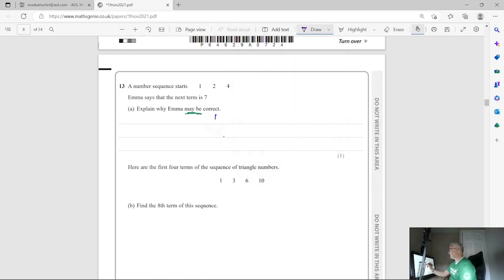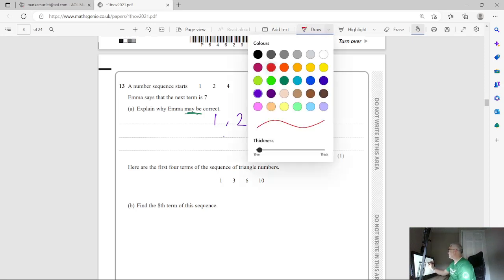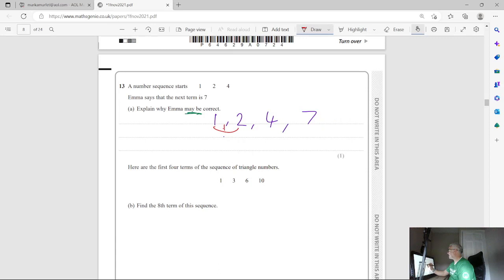So let's do that. Let's go 1 to 2 to 4 to 7. So we need to try and prove what's happening with each of those. So let's just look at the terms. This one, I'm adding 1. This one, I'm adding 2. This one, I'm adding 3. And that would get you the mark.